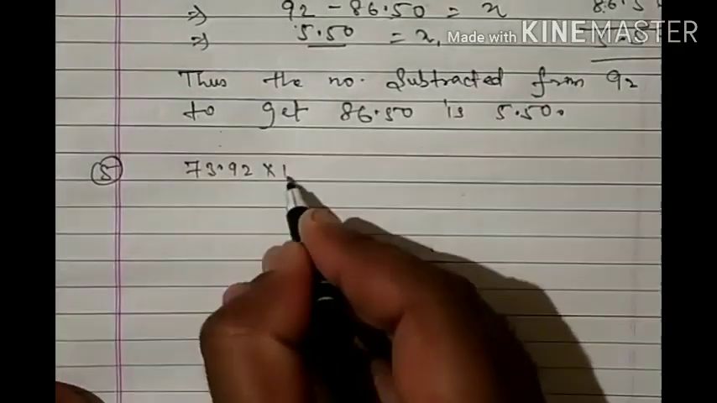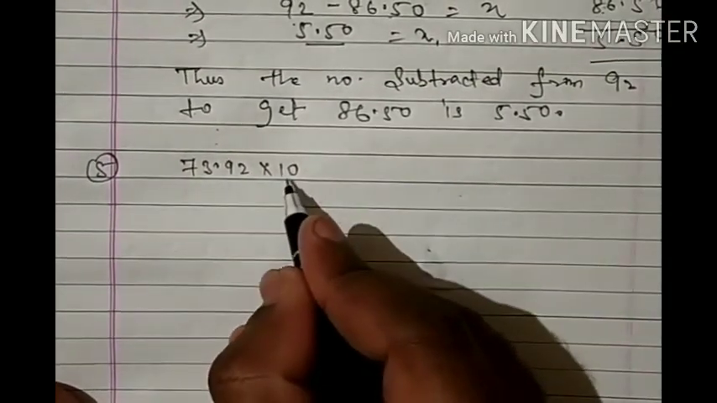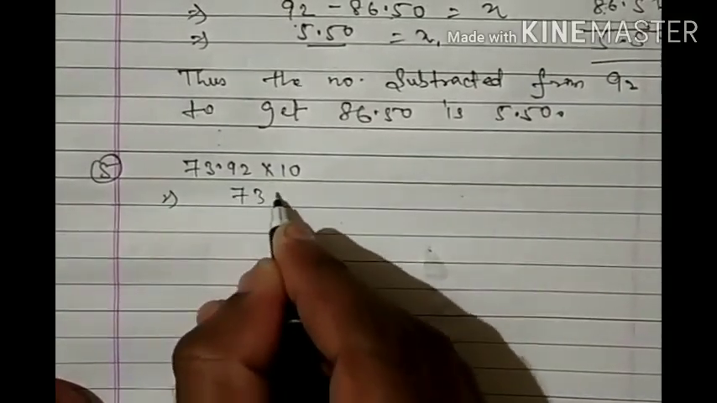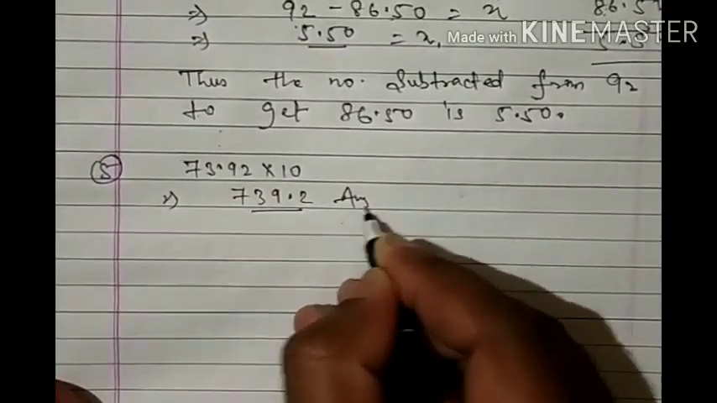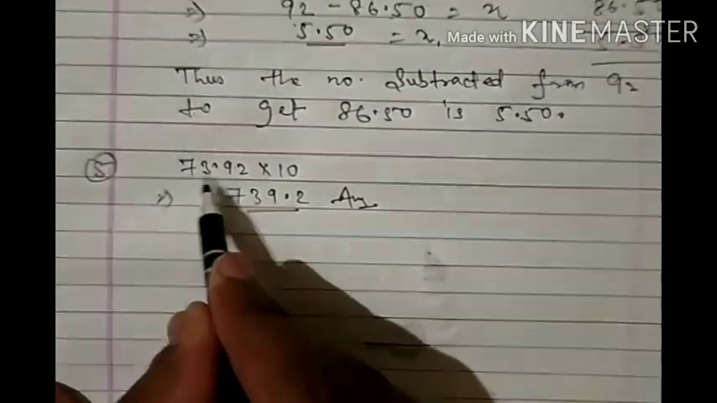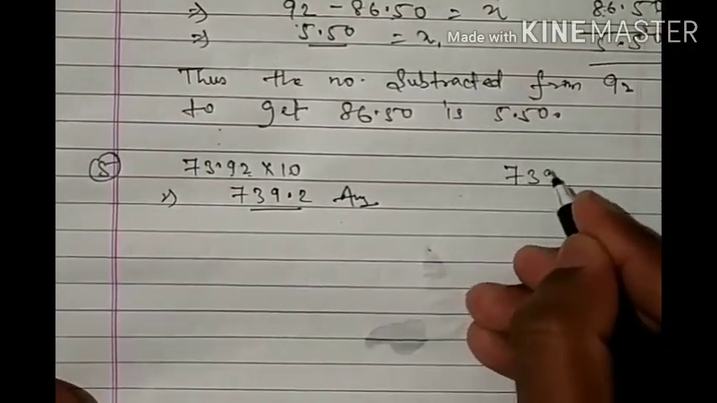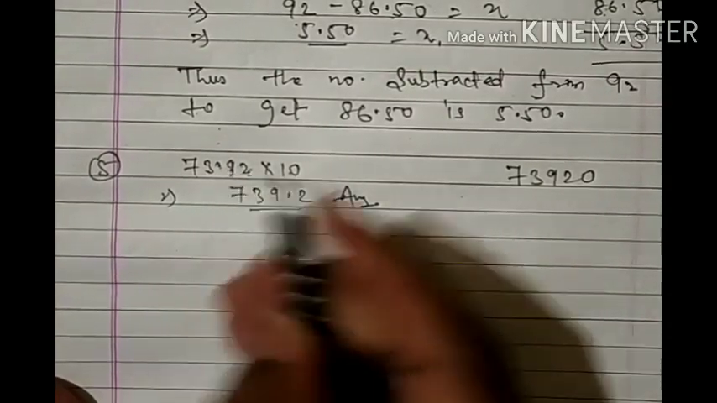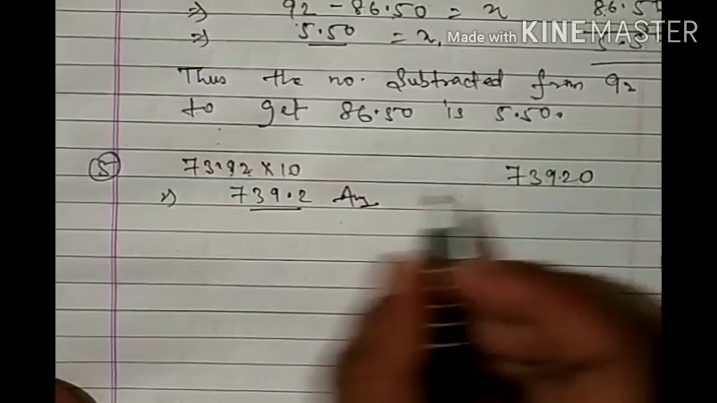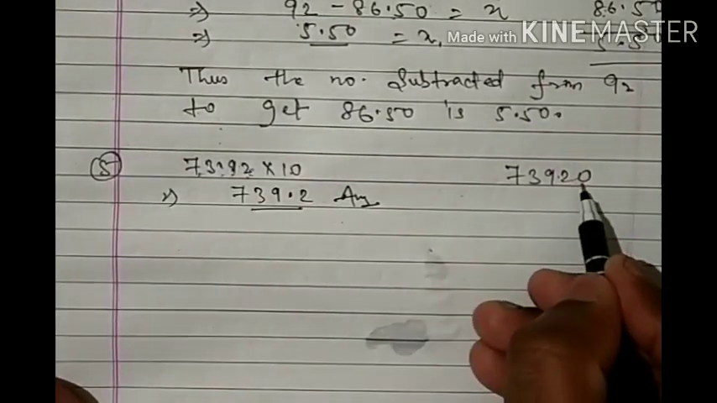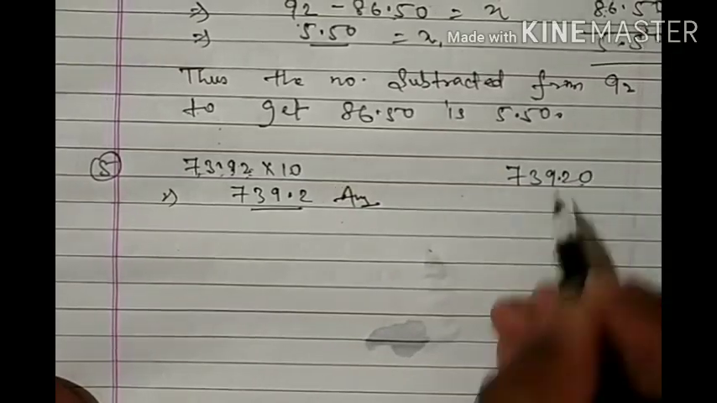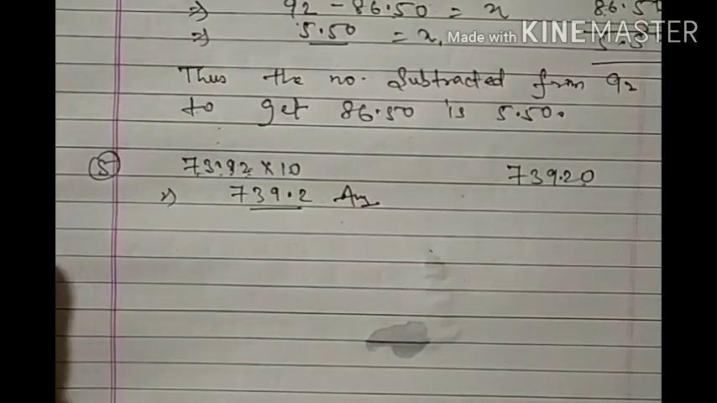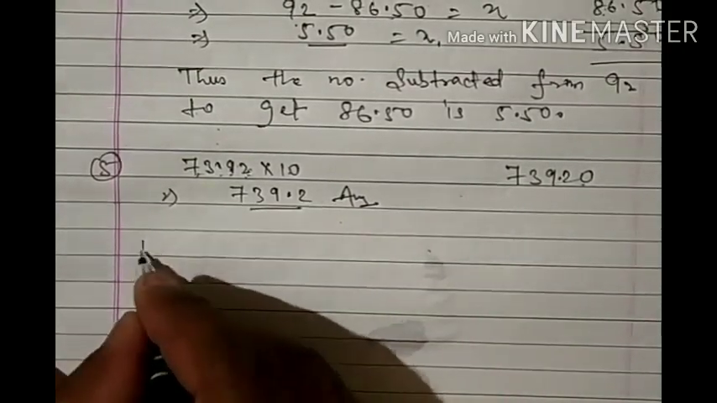Whenever you multiply any number by 10, we shift the decimal one step towards right. What will be our answer? 739.2. I had taught you earlier, or simply we can write 7392 multiplied by 10 will be equal to 73920. After how many places is the decimal? After 2 places. So we will put 2 decimal places in 73920: 739.20, or simply we can write 739.2. I hope it is clear to everyone. Let's move on to second part of this question.